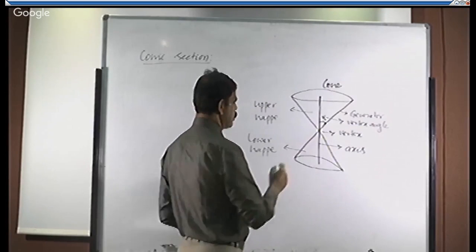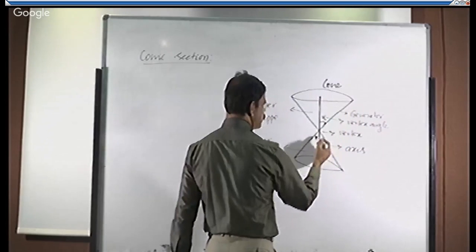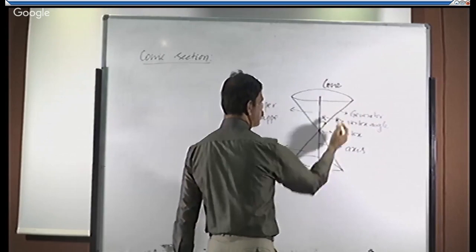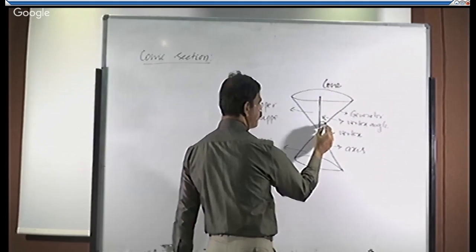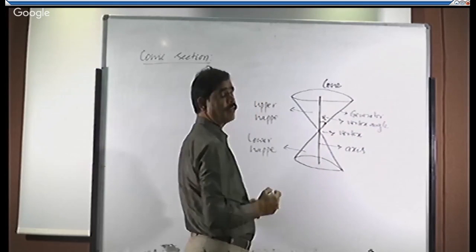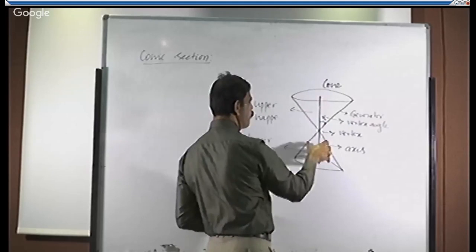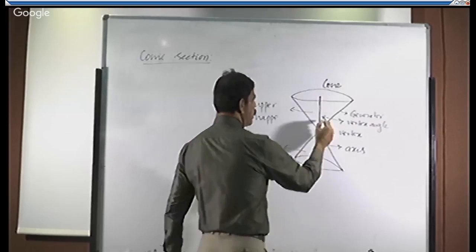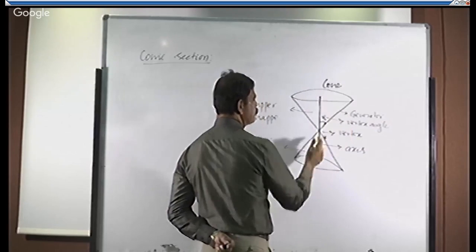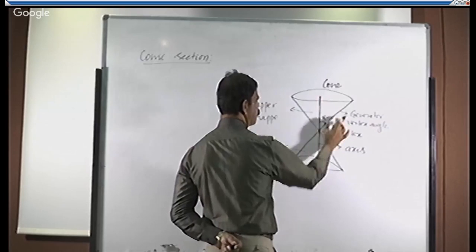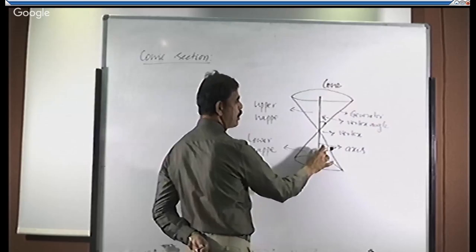So this is called the axis. This is called the generator. If around the axis, the generator rotates such that the angle between the generator and the fixed axis, the fixed line, is constant, then a cone will be formed. Here, this angle is called the vertex angle. This is called the generator. Whatever the upper portion is, it is known as the upper nappe. This is called the lower nappe.